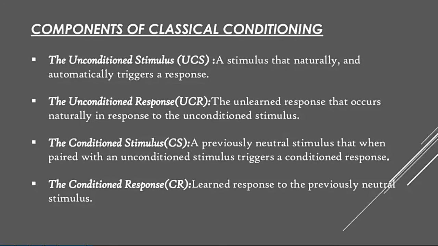Components of classical conditioning. The unconditioned stimulus, UCS, is a stimulus that naturally and automatically triggers a response. The unconditioned response, UCR, is the unlearned response that occurs naturally in response to the unconditioned stimulus. The conditioned stimulus is a previously neutral stimulus that, when paired with an unconditioned stimulus, triggers a conditioned response. The conditioned response, CR, is the learned response to the previously neutral stimulus.